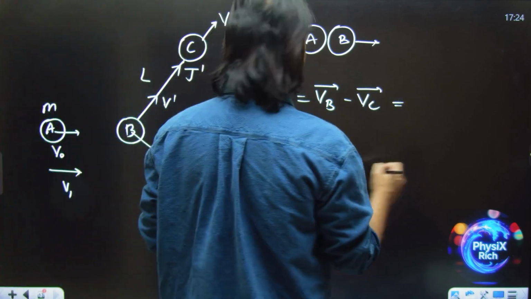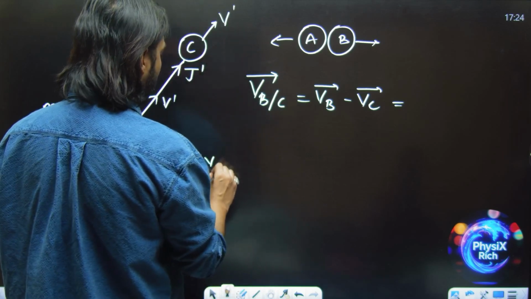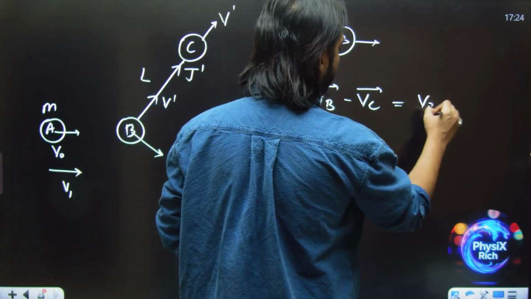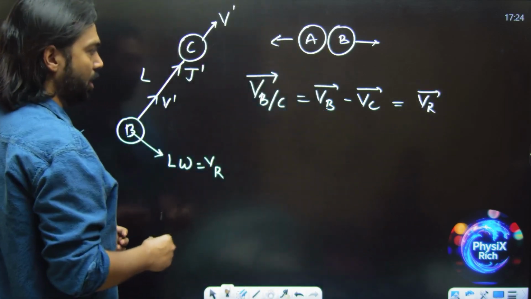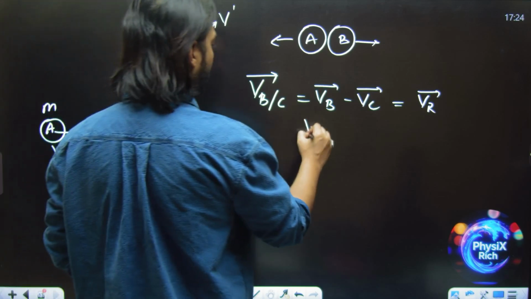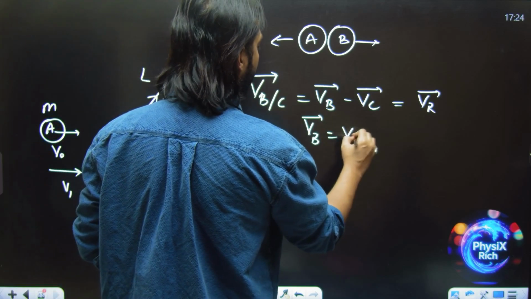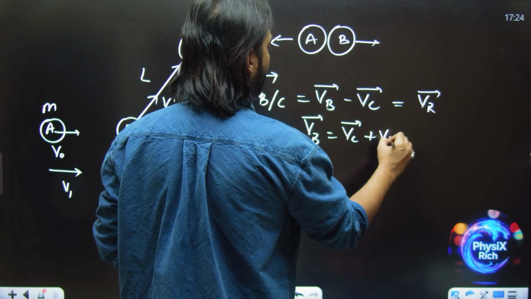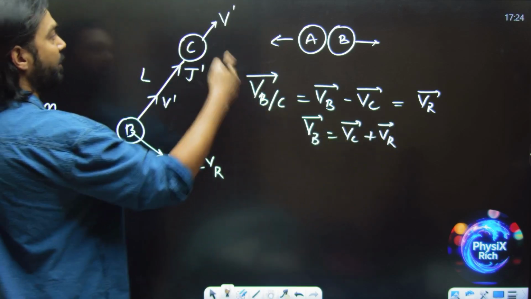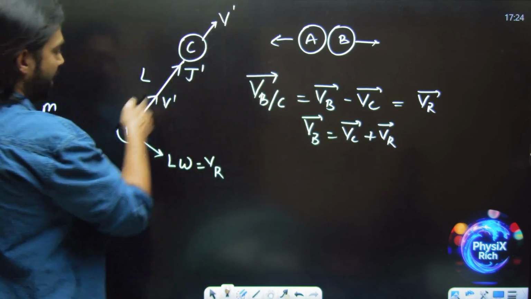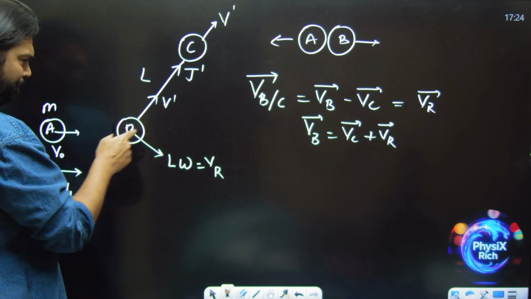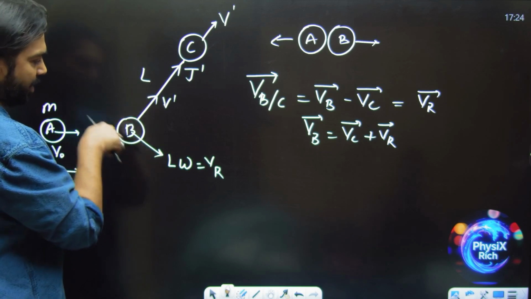Okay. Let me just write this as VR, because this is VR. VR stands for rotation. So I can say that velocity of particle B is actually the vector sum of VC and VR. All right. So what is VC? VC is just simply V dash. And that's why the velocity of B will be the vector sum of V dash and VR.